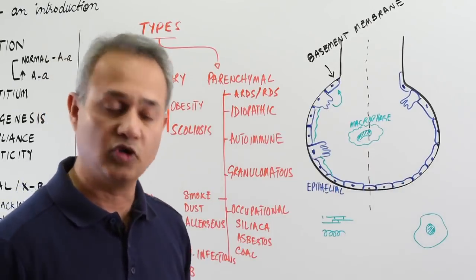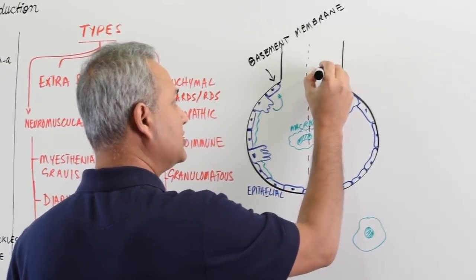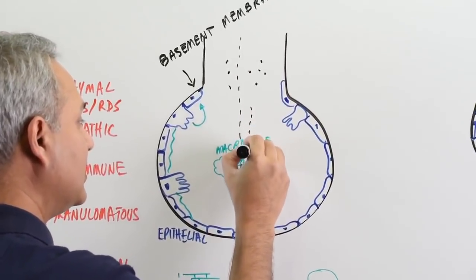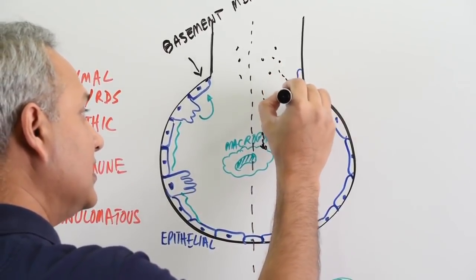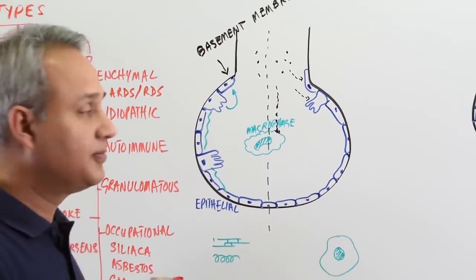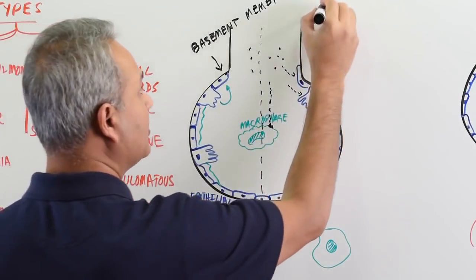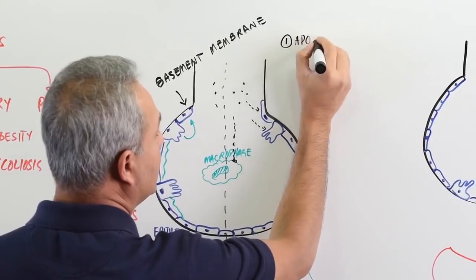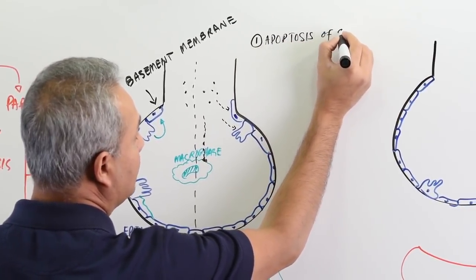So, let's say the person is a smoker. The smoke comes in, it causes irritation to what? It causes irritation to the macrophages, and it irritates the epithelium. First, we are starting, right? Now, when the epithelium is irritated, what happens to the epithelium? Number one, apoptosis of epithelium.